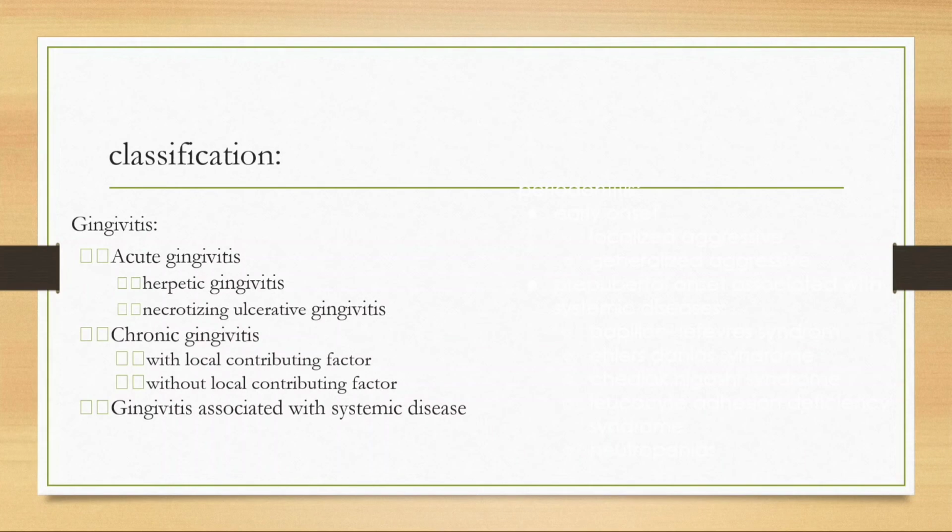So we can classify gingivitis as acute, chronic and gingivitis associated with systemic diseases. In acute we have herpetic gingivitis and necrotizing ulcerative gingivitis. In chronic we have with local contributing factor and without local contributing factor.